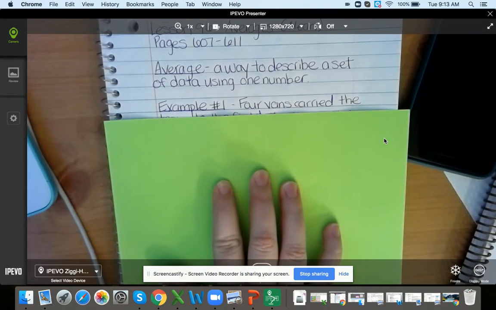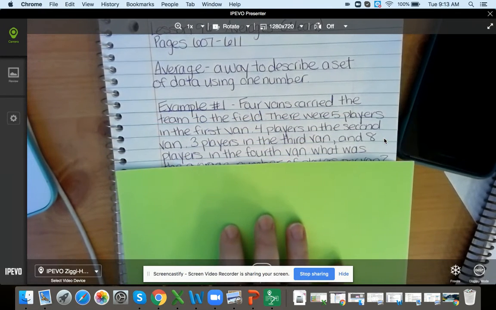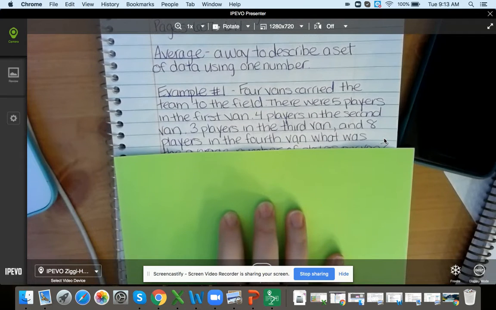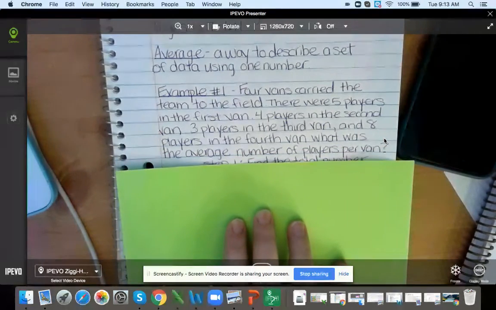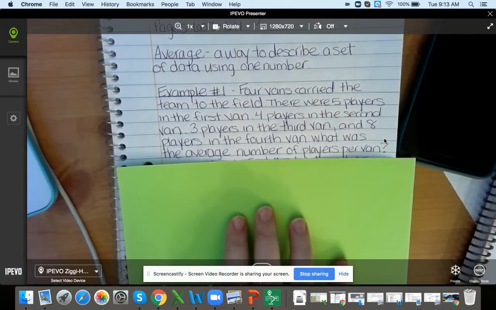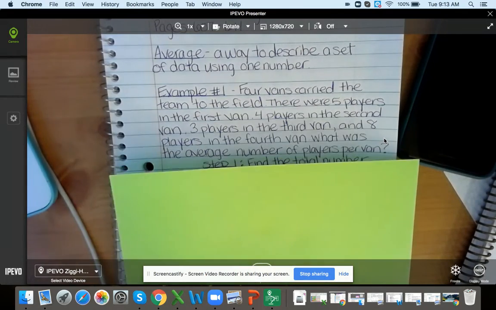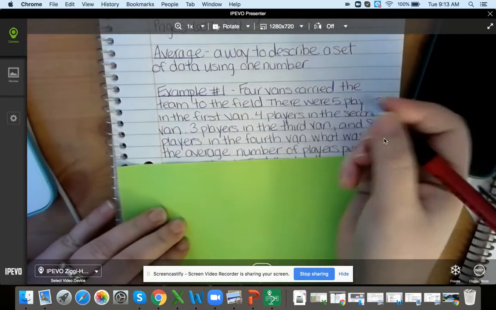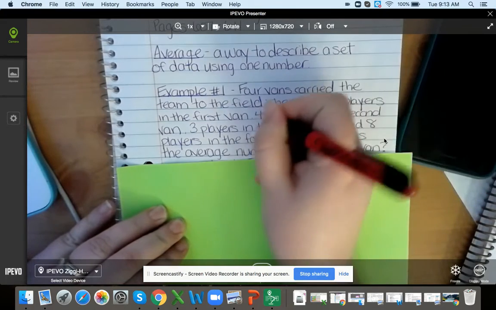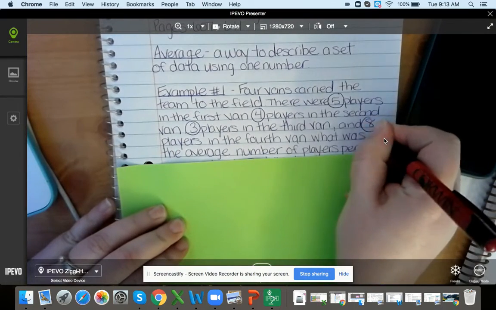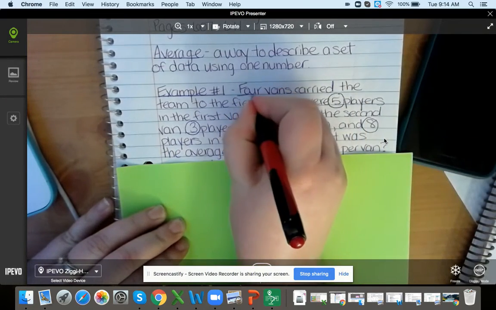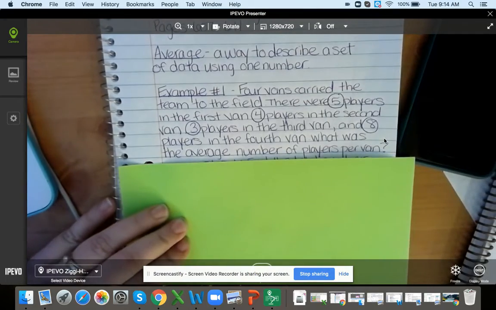So for your example one question, you have 4 vans carried the team to the field. There were 5 players in the first van, 4 players in the second van, 3 players in the third van, and 8 players in the fourth van. What was the average number of players per van? So you've got a lot of information there. The first thing I'm going to do is circle how many numbers I have. I've got my 4 numbers right there. It also tells me in this problem that there are 4 vans. I'm going to need to know that information.